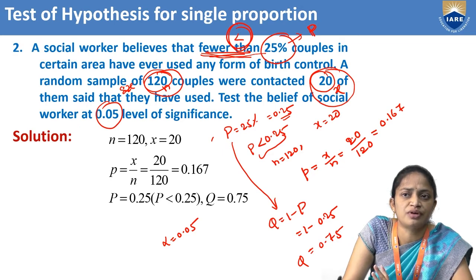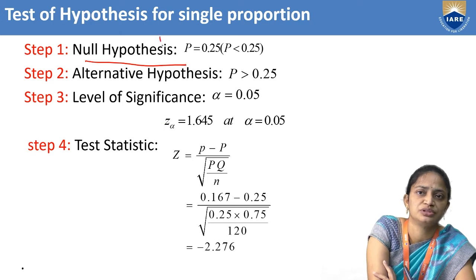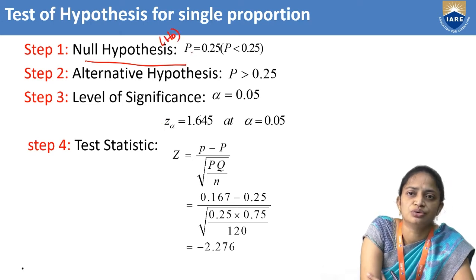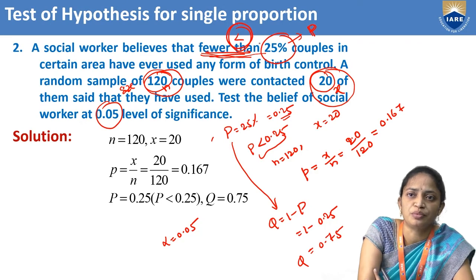First of all, we need to write the null hypothesis, then the alternative hypothesis, level of significance, test statistic, and conclusion. Okay, so first we need to set up the null hypothesis. Null hypothesis is denoted with H naught. In the question they have given that P, the population proportion, is fewer than 25%.